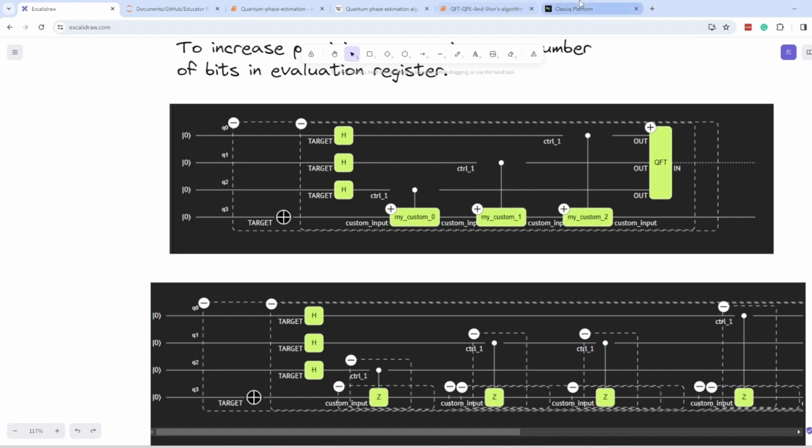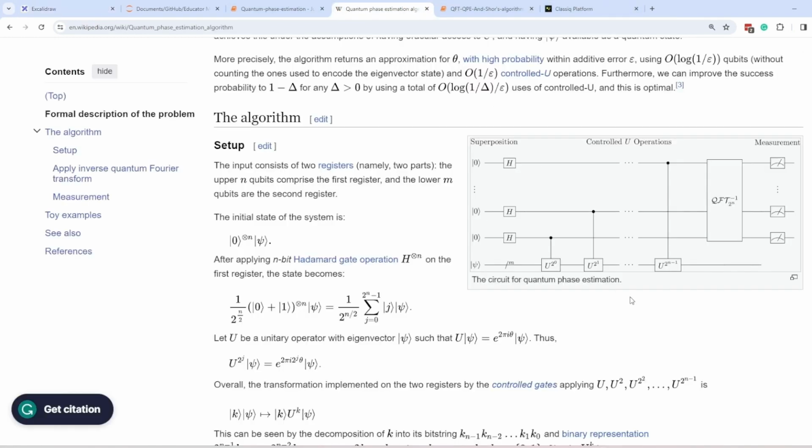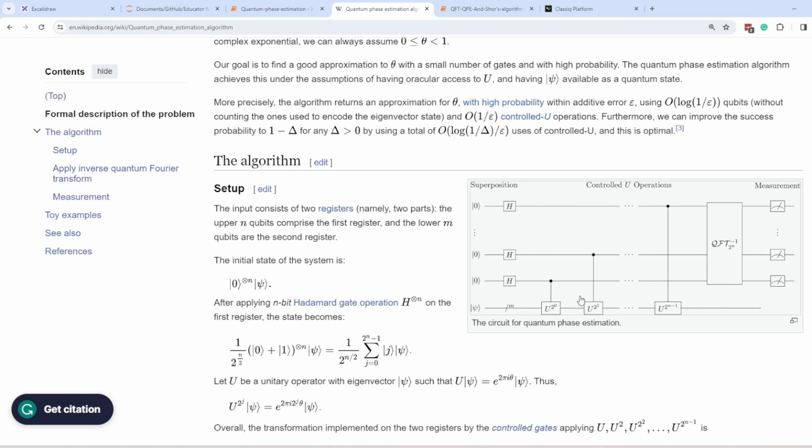So I will just show this circuit in Wikipedia. This is the generic circuit of quantum phase estimation. This is our m bit input state, and this is our evaluation register. So the first step is to put all of the evaluation register in Hadamard or equal superposition.